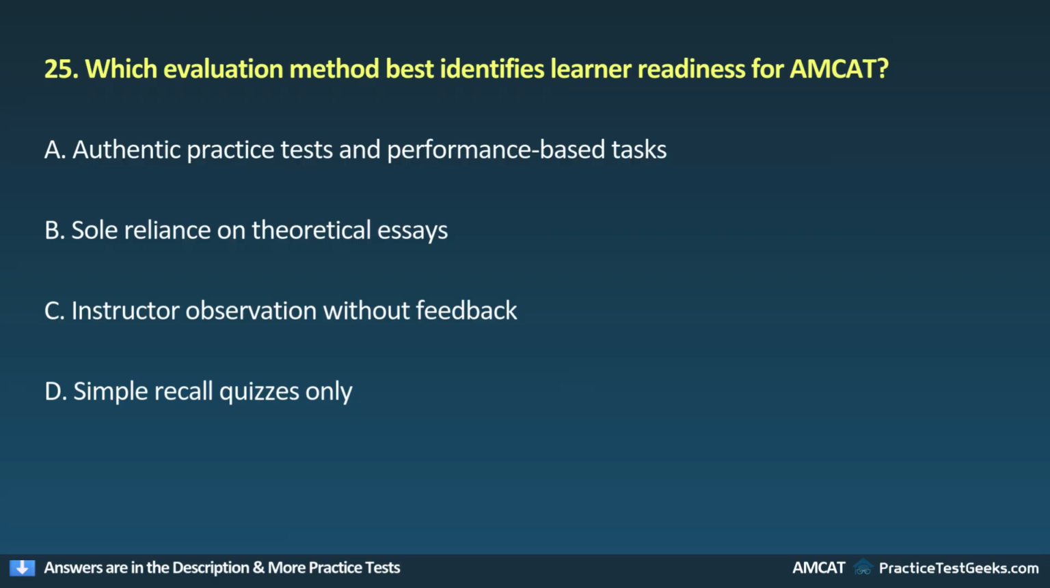25. Which evaluation method best identifies learner readiness for AMCAT? A. Authentic practice tests and performance-based tasks. B. Sole reliance on theoretical essays. C. Instructor observation without feedback. D. Simple recall quizzes only.